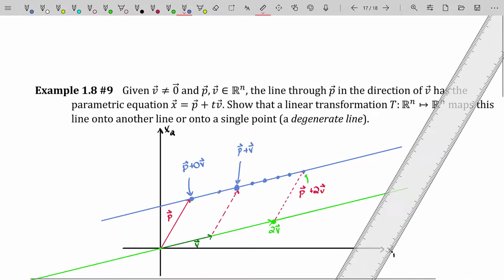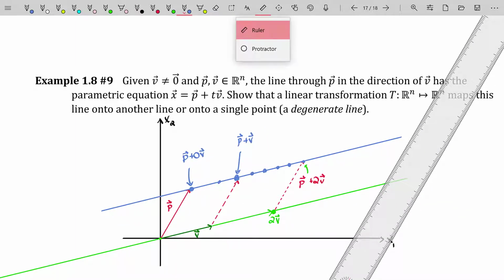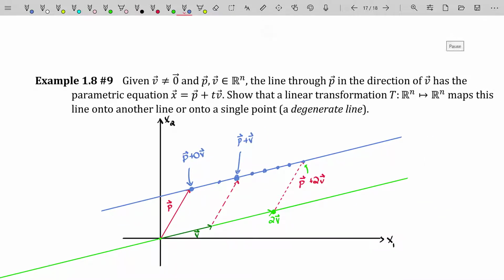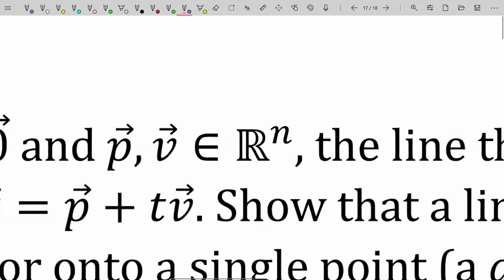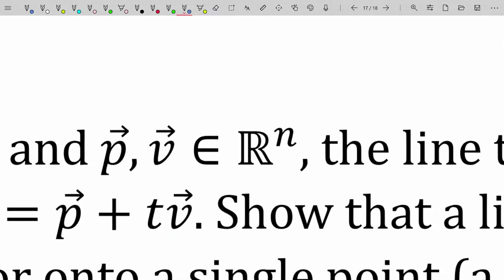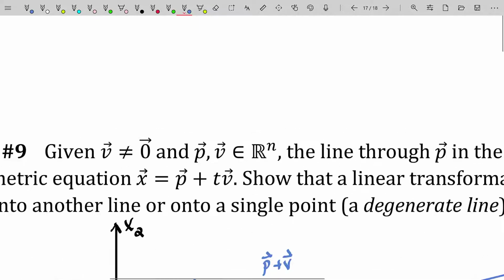All right, that's the setup for this, and that's usually very challenging for students to understand. Please note the vectors p and v in the problem we're going to do are in Rn, not R squared. So that's not going to change our visual.